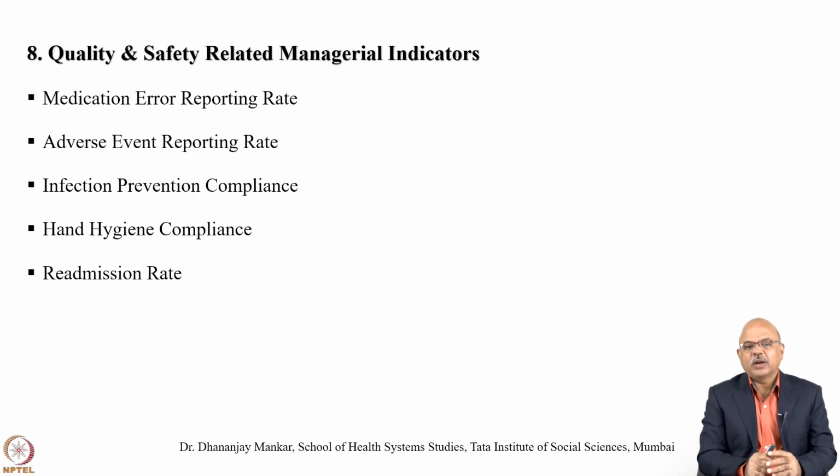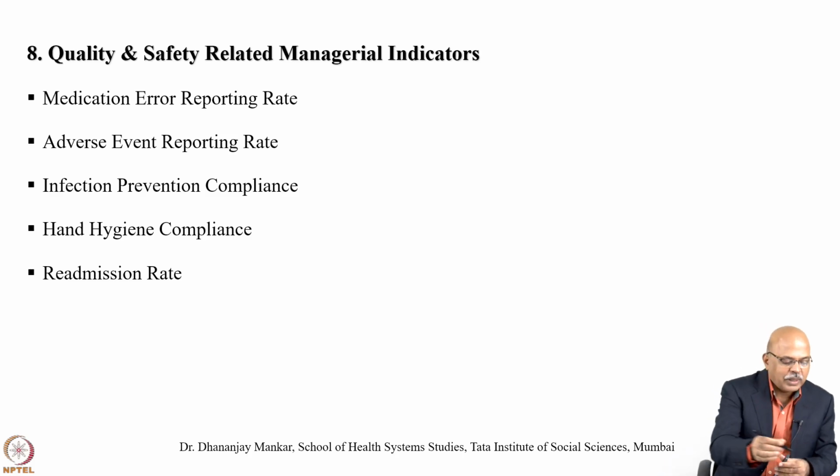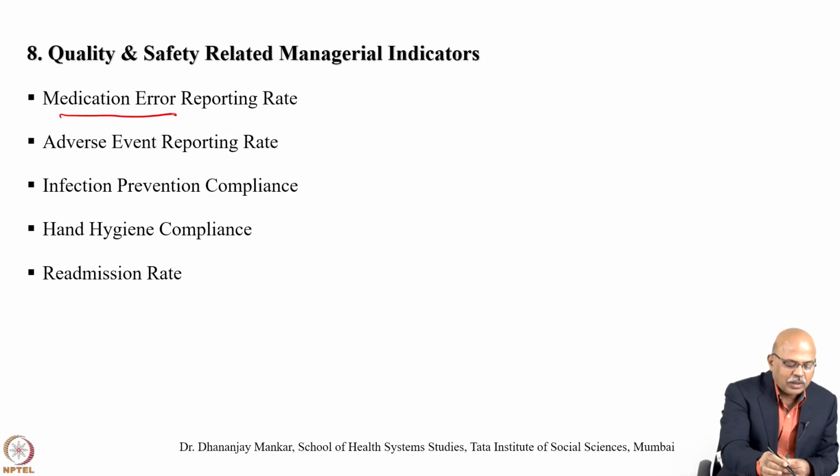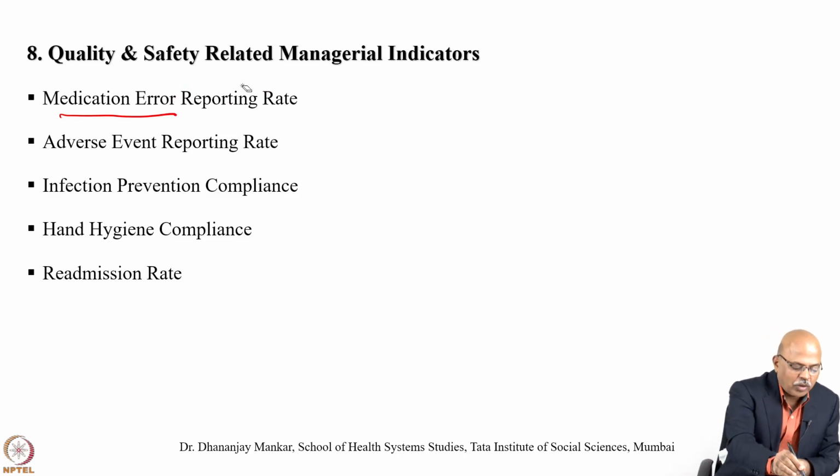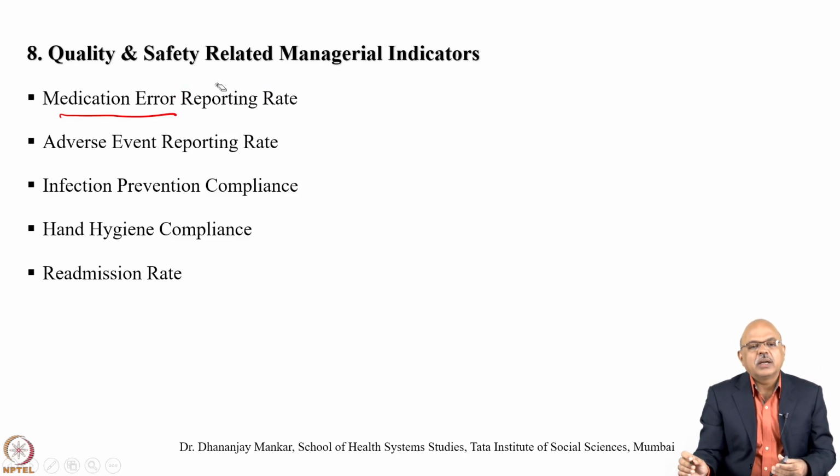Quality and safety related managerial indicators. Why should they be seen as managerial indicators versus clinical indicators? Here you may find they are directly connected with the management. Medication errors reporting rate: how many times a medication error has occurred versus how many are being reported, and who are the responsible factors making people report less.